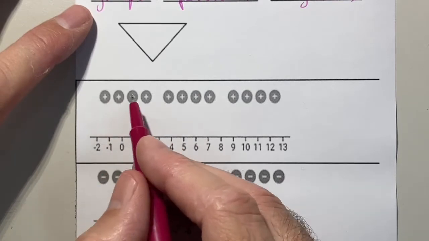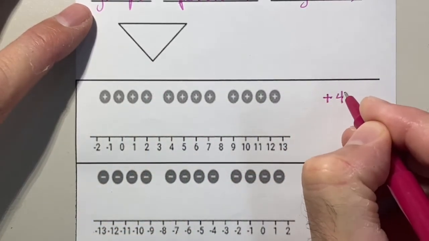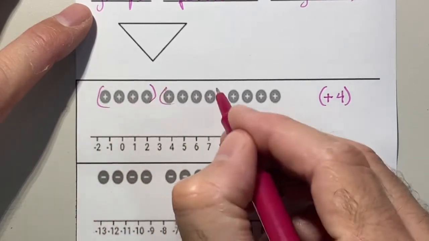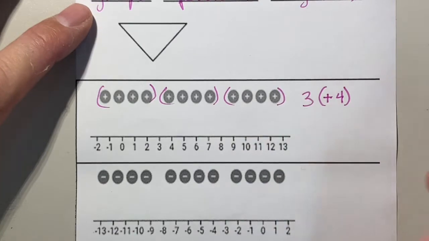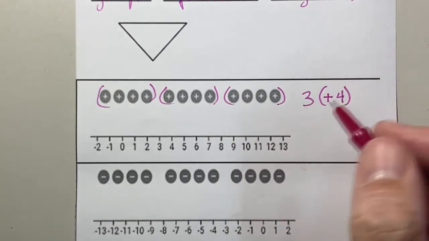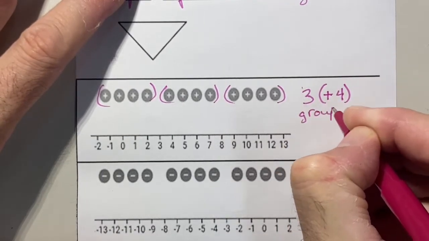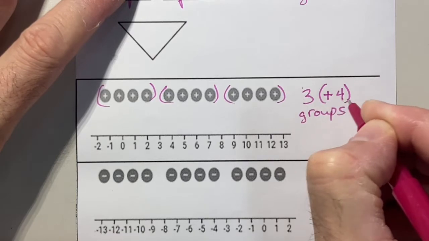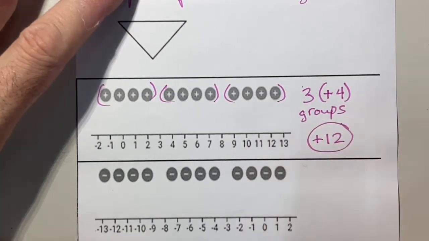So we have 1, 2, 3, 4. So we have 4 positives, and we're going to put it in parentheses, just saying that that is a group of positives. And then we have 1, 2, 3 groups of them, which is 3 times 4, and this is how many groups you have. There's 3 groups of 4 positives, which is a total of 12 positives.